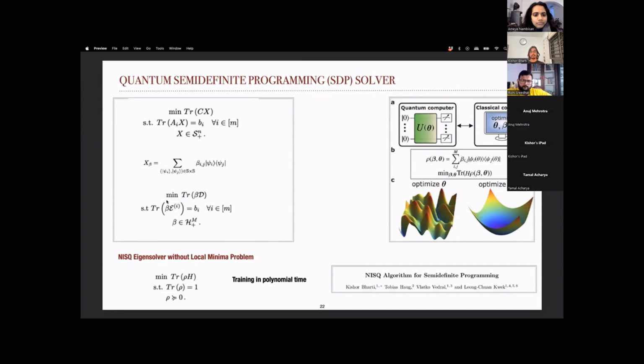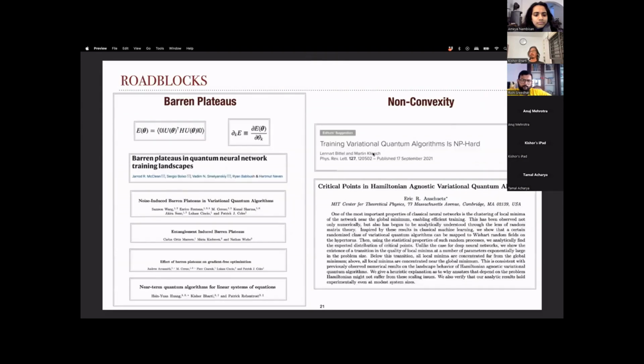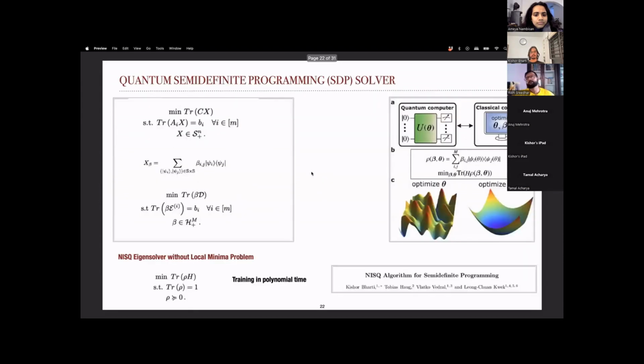On the other hand, here we propose a mapping where you do not lose track of the convexity of the problem. So the problem remains convex. On top of that, because it's convex, training is in polynomial time. So this criticism does not apply to our algorithm.